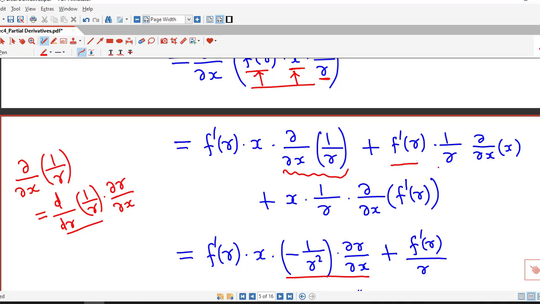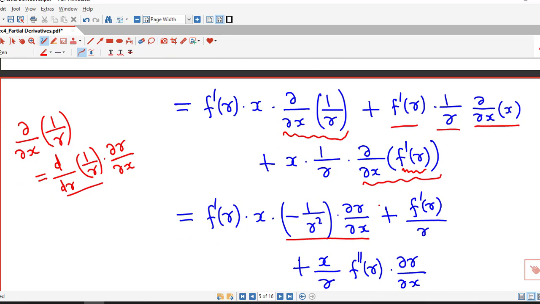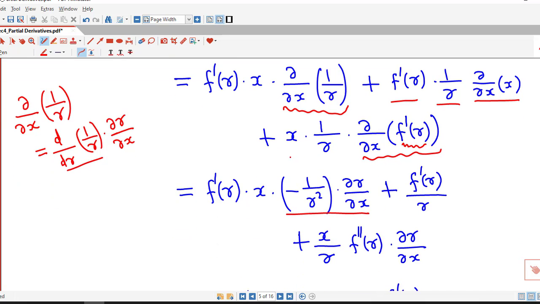Now f dash r into 1 by r as it is, and the derivative of x is 1, x by r as it is. Here also we have to apply chain rule. F dash r is a function of r, but r is a function of x and y. So first we write down the derivative of f dash r with respect to r, and in the product we have to differentiate r with respect to x. So this is x by r.